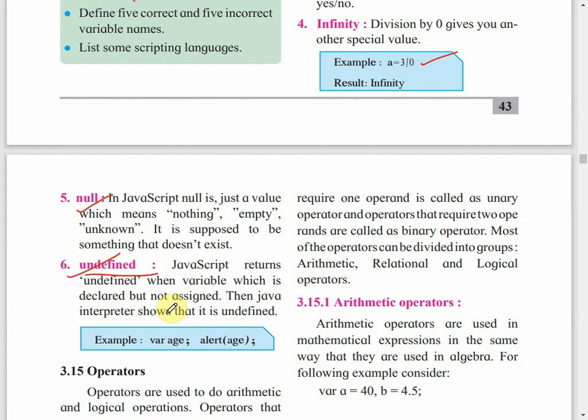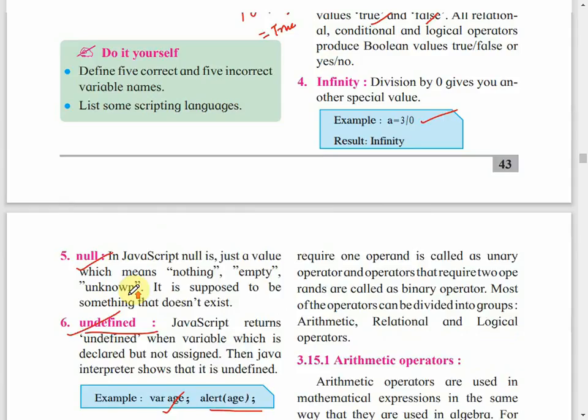In JavaScript, undefined is returned when a variable is declared but not assigned. Sometimes we declare variables, for example variables a, b and c, but we do not assign them a value, so that is called undefined. Then the JavaScript interpreter shows that it is undefined. For example, var age; alert(age). Here the variable age is defined, but not assigned. So that is the use of the undefined data type.